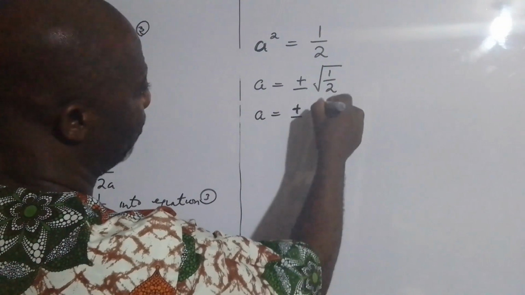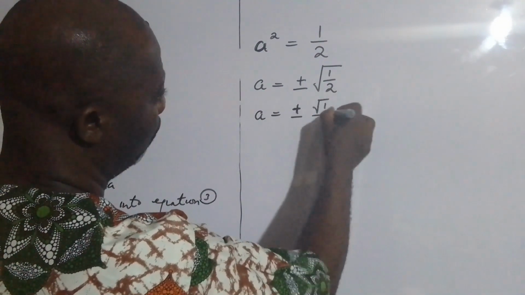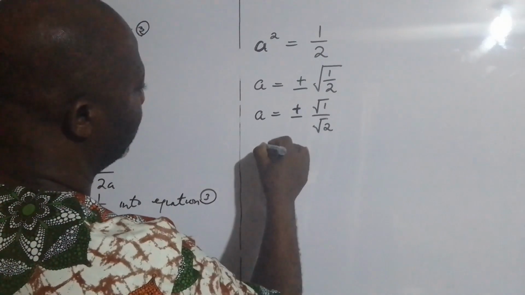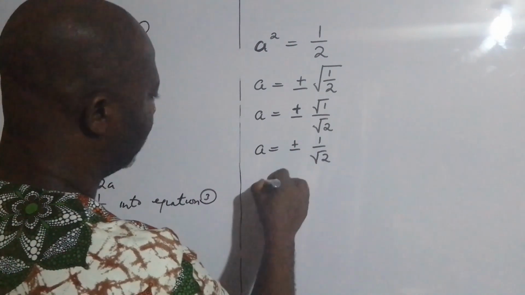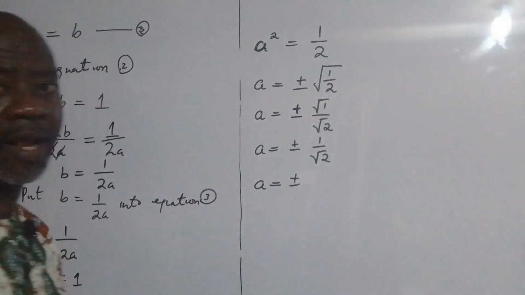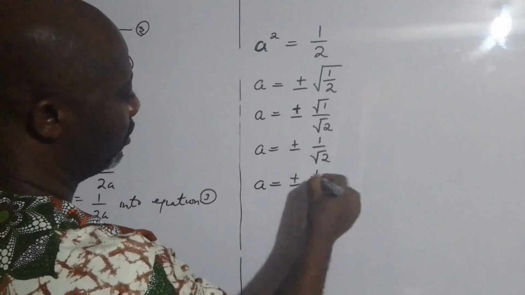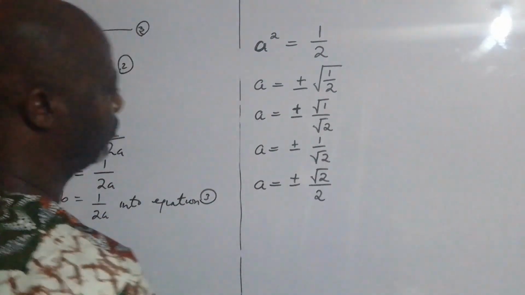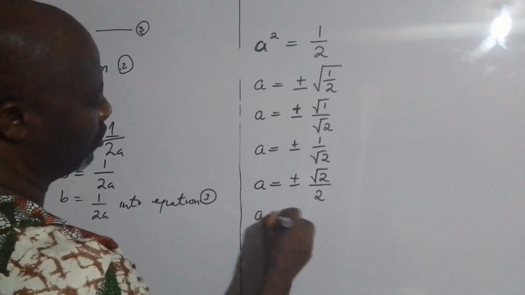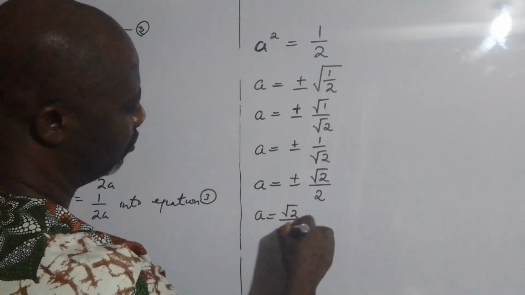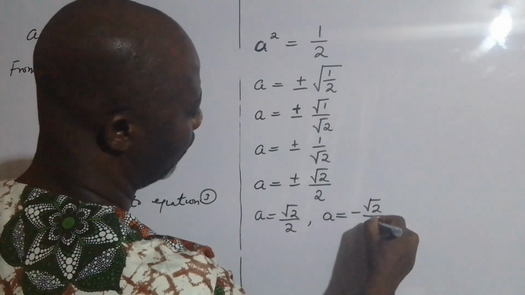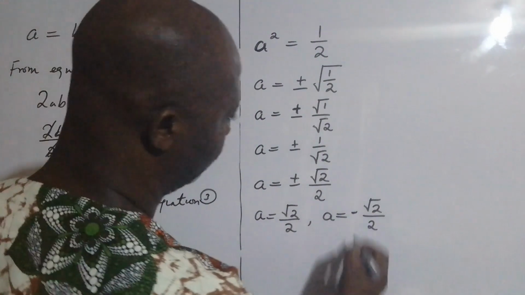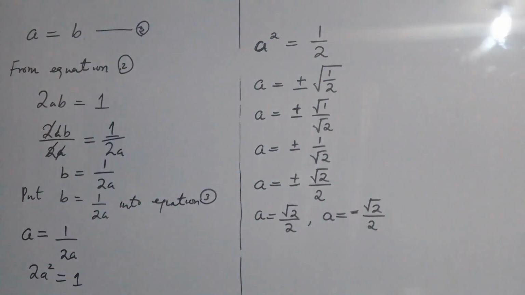And then if I go ahead and rationalize this, we have a will be equal to plus or minus square root of 1 over square root of 2, which is the same thing as plus or minus 1 over root 2, which, if I go ahead and rationalize the denominator, will give me square root of 2 over 2. So what that means is that a equal to root 2 over 2, and a is also equal to minus root 2 over 2. Now, having obtained the two values for a, can we go ahead now and find the corresponding values of b?